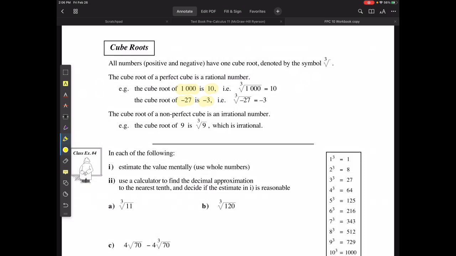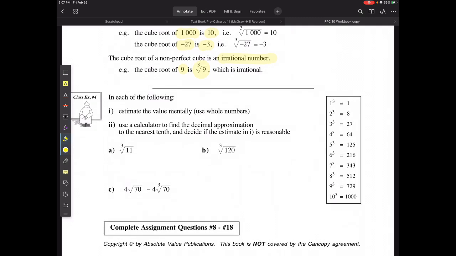The cube root of a non-perfect cube is always going to be irrational. So if I took the cube root of 9, then it's just going to stay the cube root of 9, because it's going to be a non-repeating, non-terminating decimal that goes on forever. The only way I can properly represent it is as the cube root of 9, and just leave it like that. Once again, don't estimate.